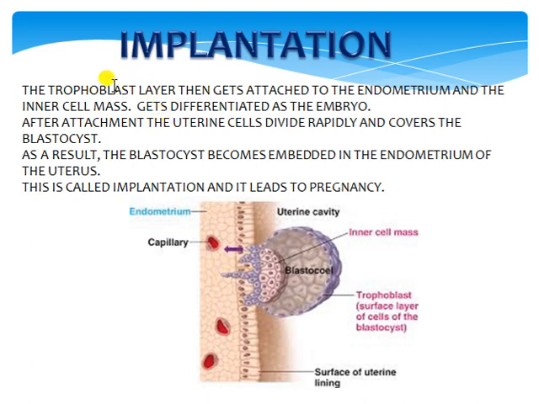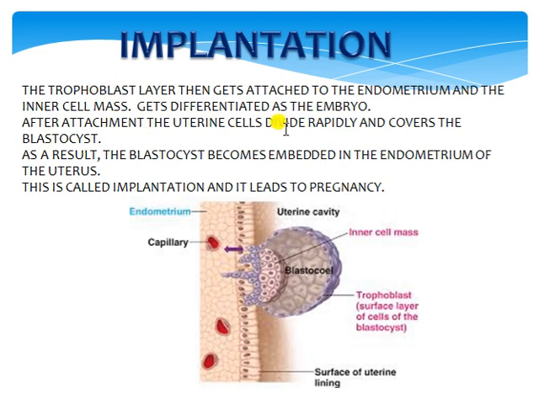So let's see what is implantation. The trophoblast layer gets attached to the endometrium layer, and the inner cell mass also gets differentiated as the embryo. Keep it in your mind, when the blastula starts moving towards the uterus and comes into close contact with the endometrium, then only the trophoblast cell layer gets associated with the endometrium cell layer, not the inner cell mass. And the inner cell mass will start dividing and get differentiated into embryo. After attachment, the uterine cell divides rapidly and covers the blastocyst.